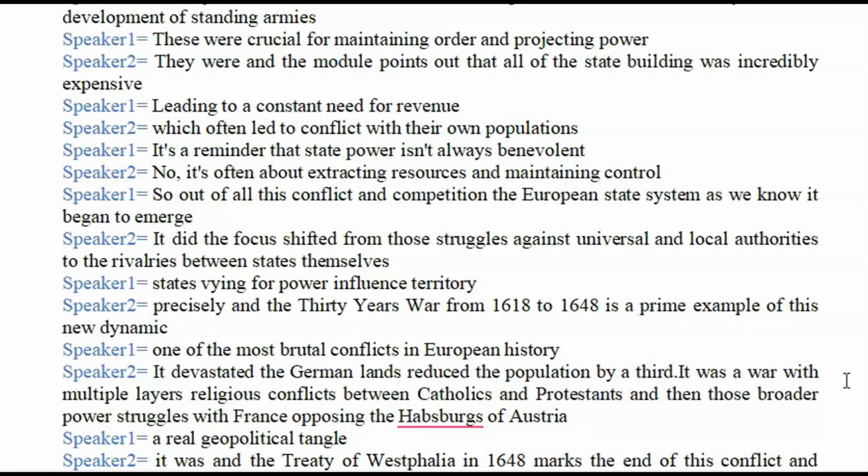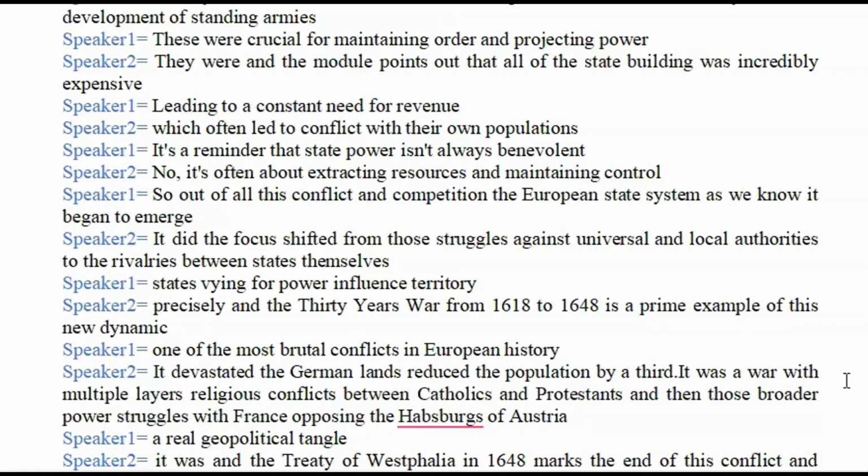So out of all this conflict and competition, the European state system as we know it began to emerge. It did. The focus shifted from those struggles against universal and local authorities to the rivalries between states themselves. States vying for power, influence, territory. Precisely. And the 30 Years' War from 1618 to 1648 is a prime example of this new dynamic. One of the most brutal conflicts in European history. It devastated the German lands, reduced the population by a third.